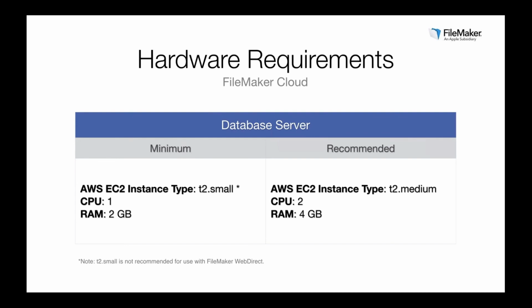For FileMaker Cloud, infrastructure-wise, it requires at least a T2 small instance type on AWS. However, we recommend at least a T2 medium. That includes two CPUs and 4 GB of RAM. Now, you might require a bigger instance type depending on your particular needs. But these at least are the minimum and recommended types for you to start out with.